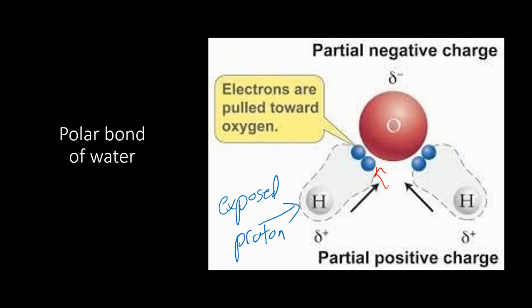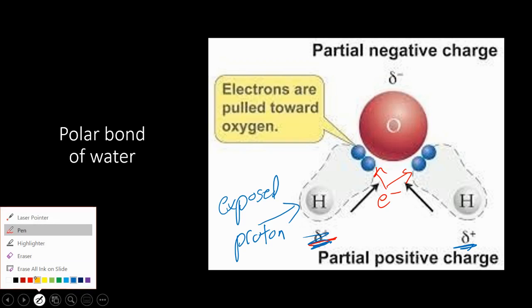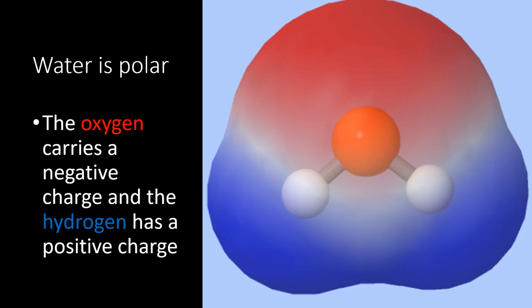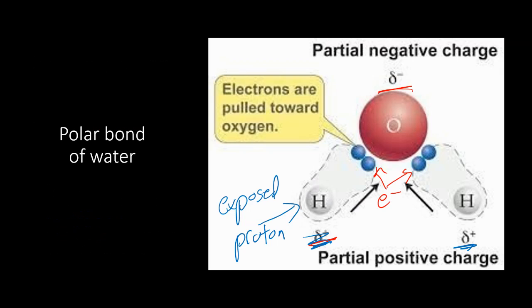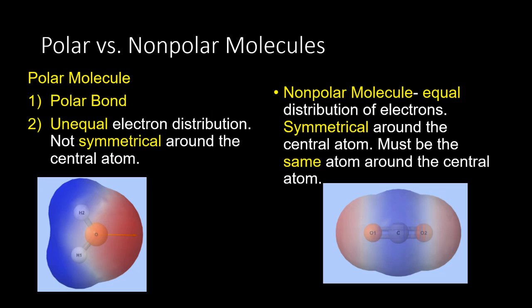Here are the electrons, nowhere near where that proton is. Therefore, that exposed proton gives you a slight positive. Oops, wrong color. So you get a slight positive on the hydrogen side and a negative on the oxygen side. That's what you see here: this positive sense around the hydrogens and a negative by the oxygens. To have a polar molecule, you need two things. You need a polar bond. So we're looking for a large electronegativity difference.